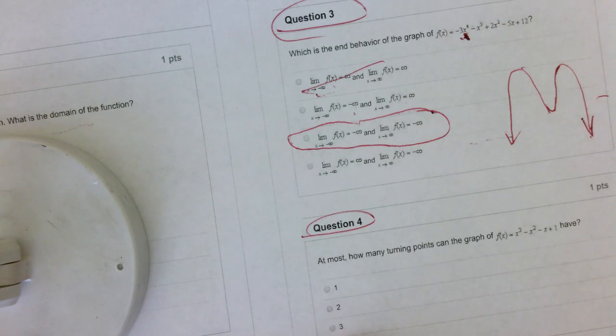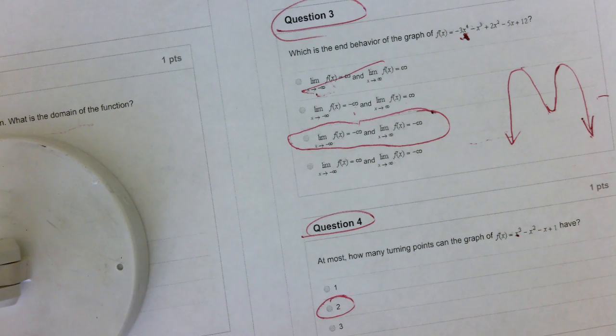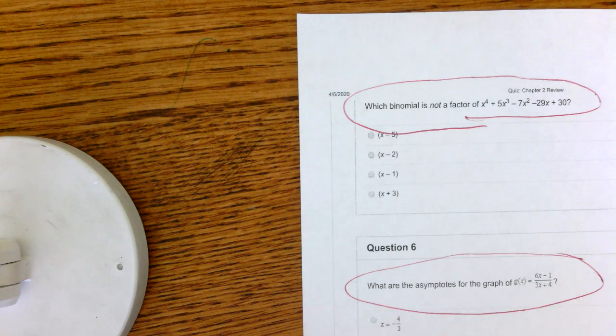Question 4, number of turning points. If it's a third degree, the most it could have is 2. Okay. 1 less than the degree of the polynomial. All right, this one asks which binomial is not a factor of that polynomial. We're going to use synthetic division.